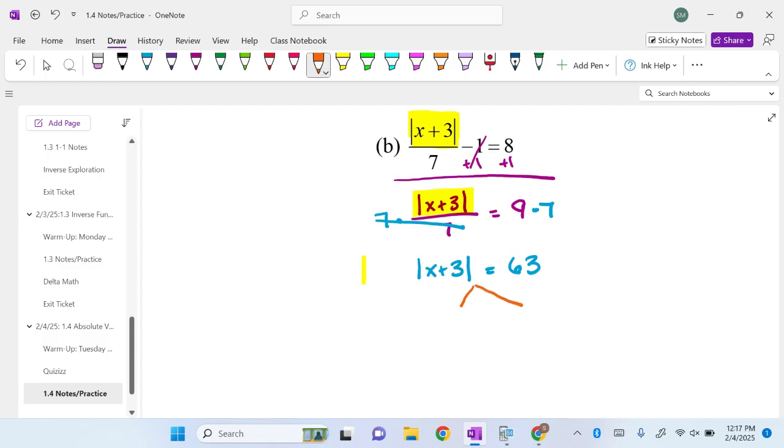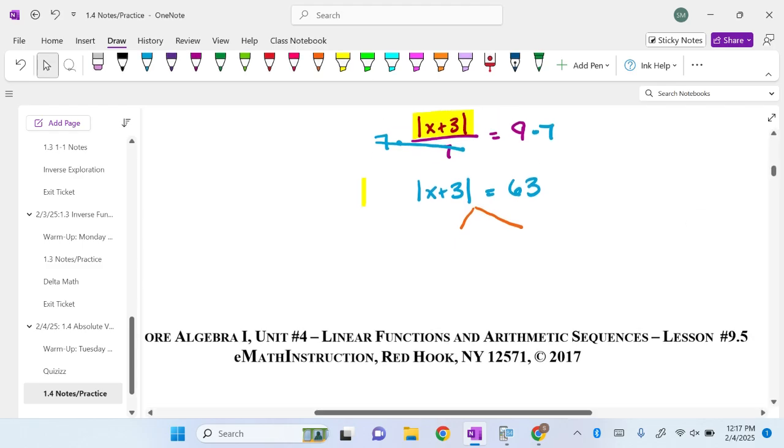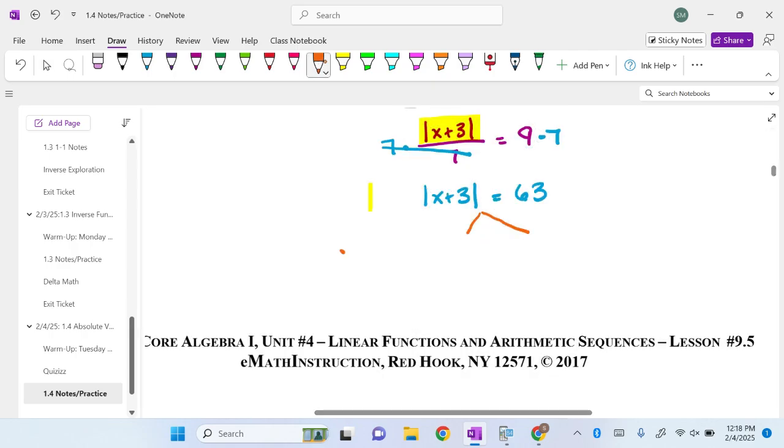Someone raise their hand, tell me what one of the equations will be. Josh. Right. So x plus 3 equals 63 is one of them. Someone else raise their hand, tell me the other one. Tomas. x plus 3 equals negative 63.